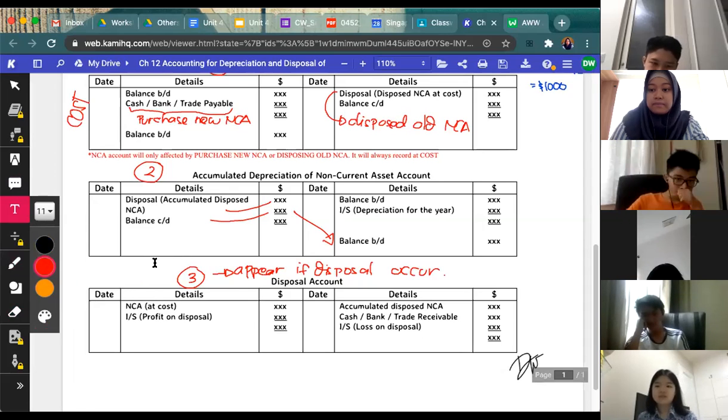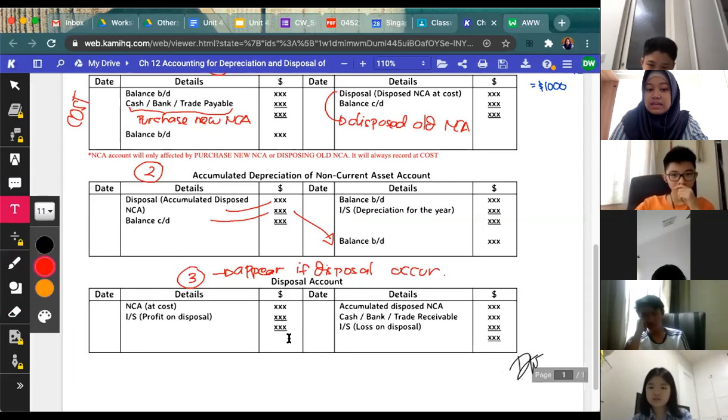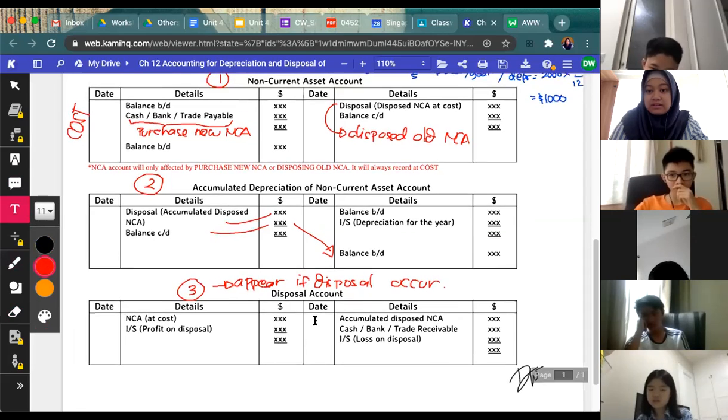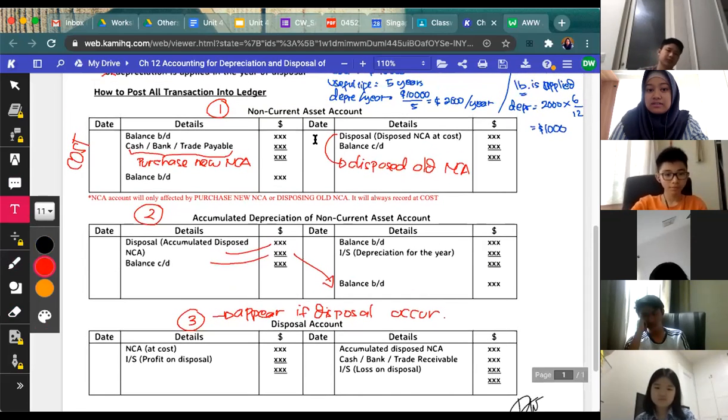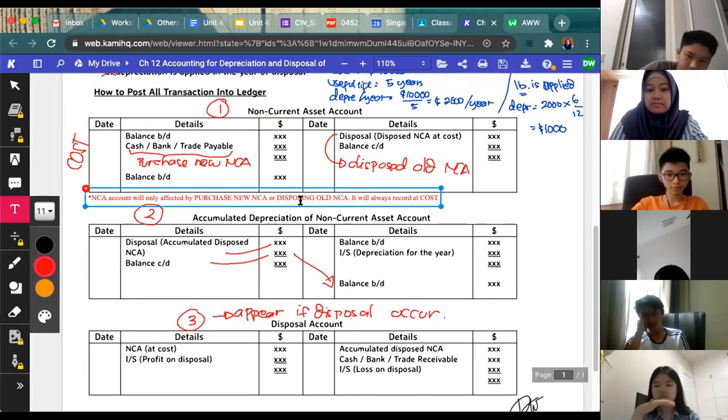Basically, at cost is not the selling price. The selling price will be in the disposal account. It's the cost, the disposed NCA at cost.